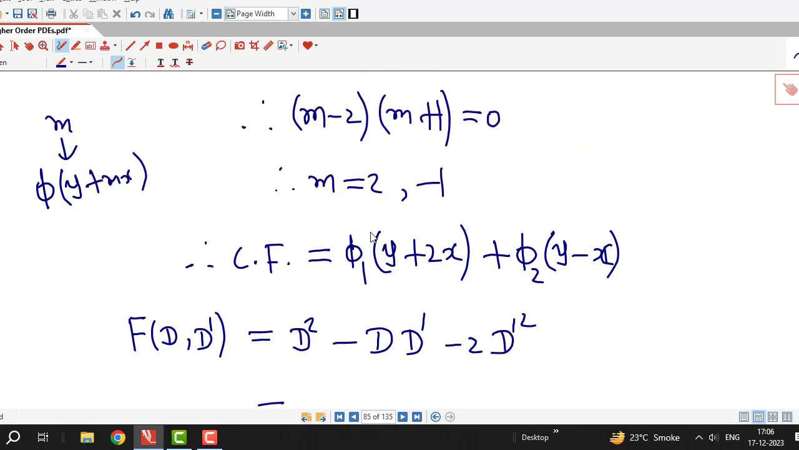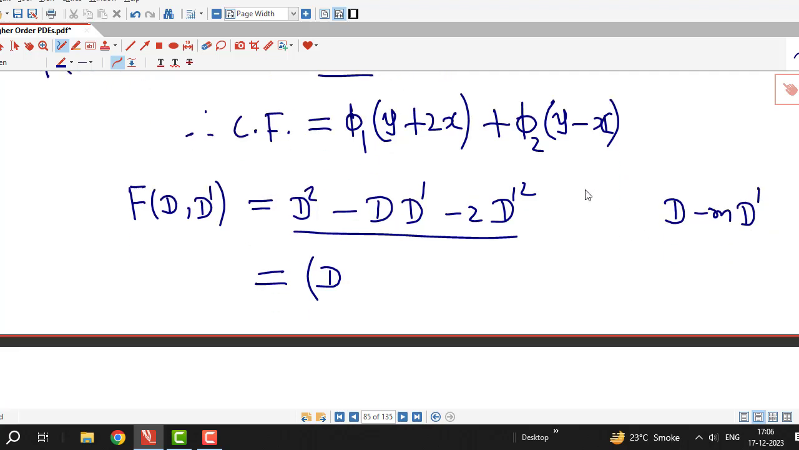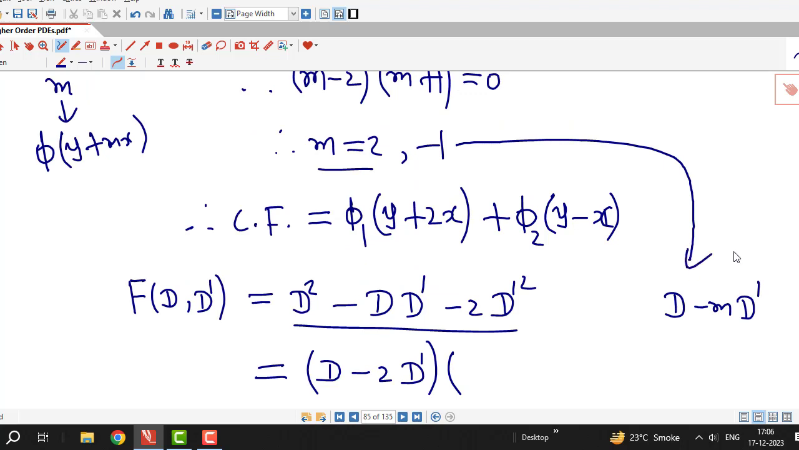And we have seen that we obtained two values of m, 2 and minus 1. So we write this as a product of two linear factors of the form D minus m D dash. First we take m equal to 2 and we have D minus 2 D dash, and if we take m equal to minus 1, here we have D plus D dash. So I have written this f(D, D dash) as a product of two linear factors of this form, D minus m D dash: first m equal to 2 and then m equal to minus 1.